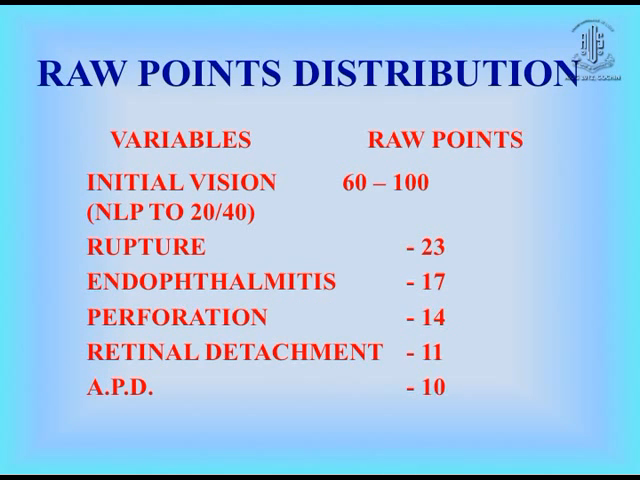Now, these are the variables which you see as raw points in the ocular trauma score. The variable is more important in initial vision, and for NLP, no light perception, it is 60, and then 70, 80, 90 or 100 for better vision. And then you have to subtract 23 for rupture, 17 for endophthalmitis, 14 for perforation, 11 for retinal detachment, and 10 for afferent pupillary defect. So this you have to work out in every case and then find out what comes to the trauma score.